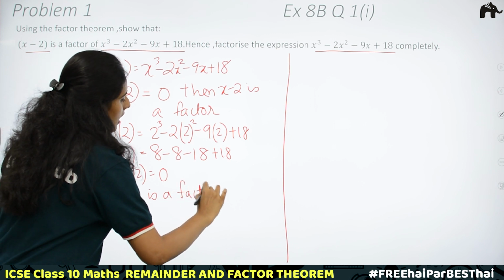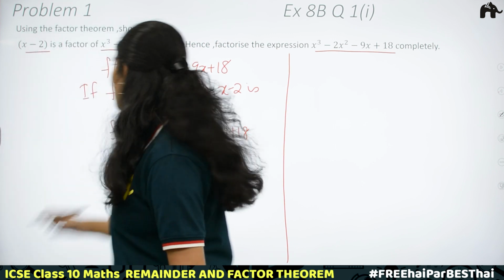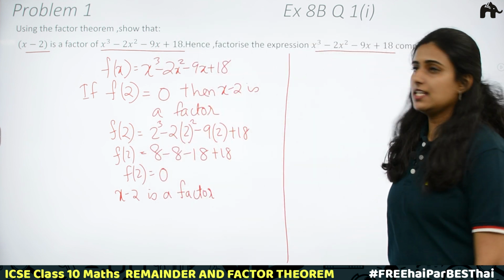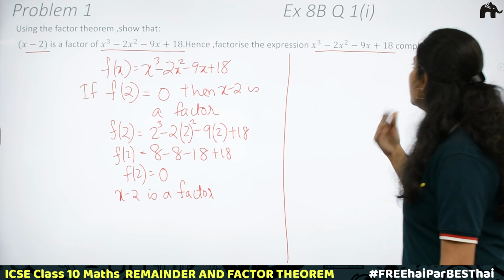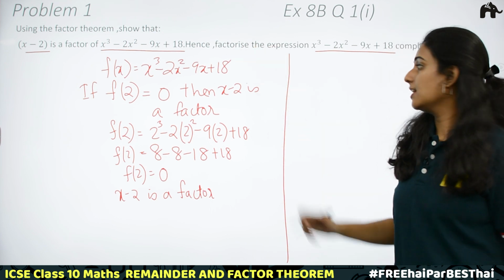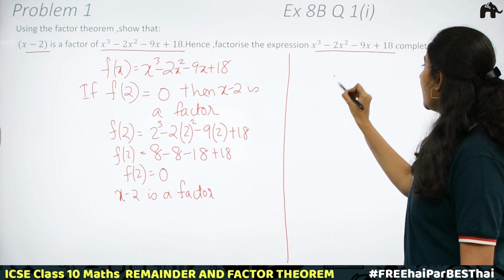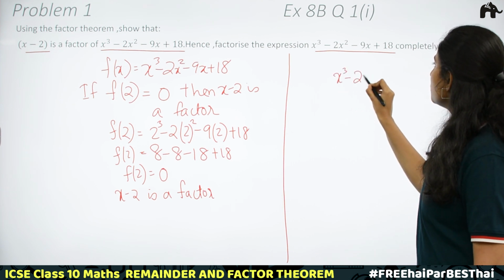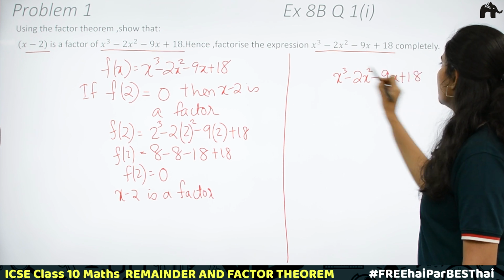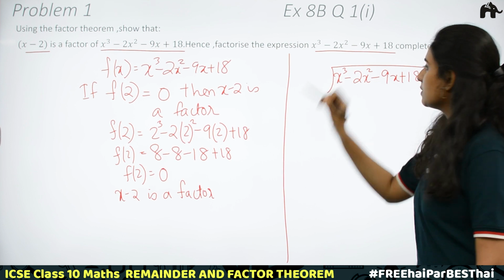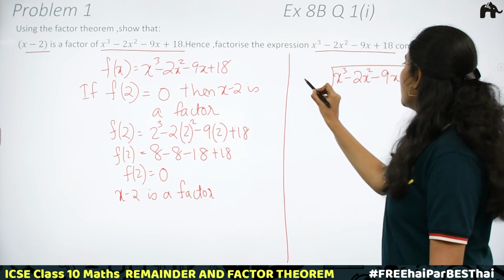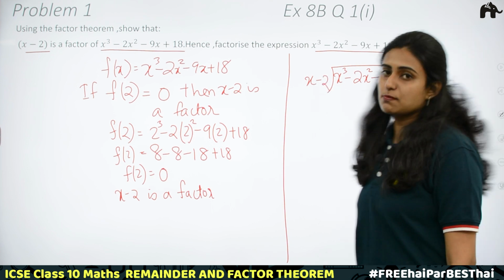Okay, we got x minus 2 is a factor of the expression x cube minus 2x square minus 9x plus 18. Now, how to find the other factors? Factorize in the sense, we need to find the other factors. For that, we have the expression x cube minus 2x square minus 9x plus 18. Now, we have to divide this expression with the factor. Here, the factor is x minus 2. Divide it by x minus 2.